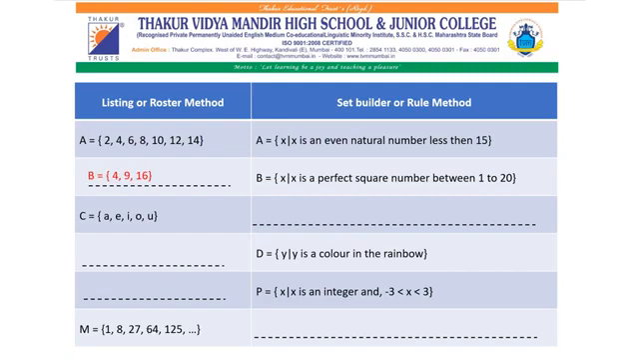Example number 3. C is a set of A, E, I, O, U. These 5 alphabets remind us about vowels in the English alphabet. So it can be written as C is a set of x such that x is a vowel in English alphabets. Example number 4. D is a set of y such that y is a color in the rainbow. We know the 7 different colors in the rainbow. Those will be called elements of set D.